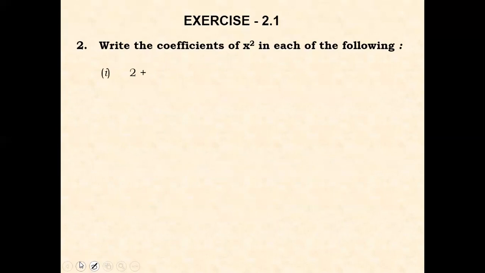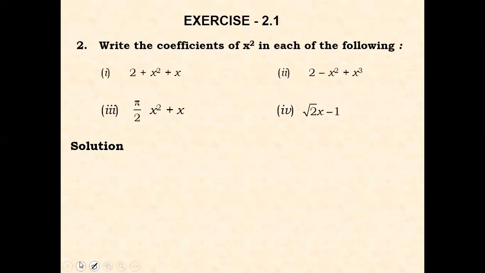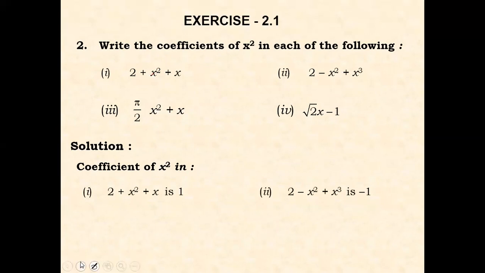Write the coefficient of x square in each of the following. In the first part, the x square is not having any number by which it is multiplied here. So we assume x square is equal to 1, so x square is multiplied with 1. So x square into 1. So here we have the coefficient of x square to be 1.